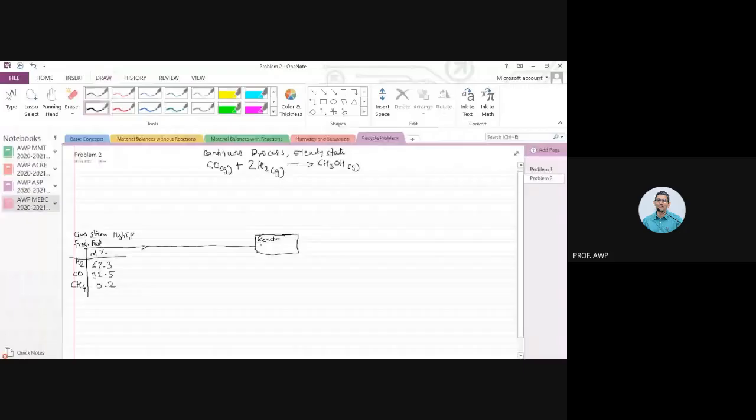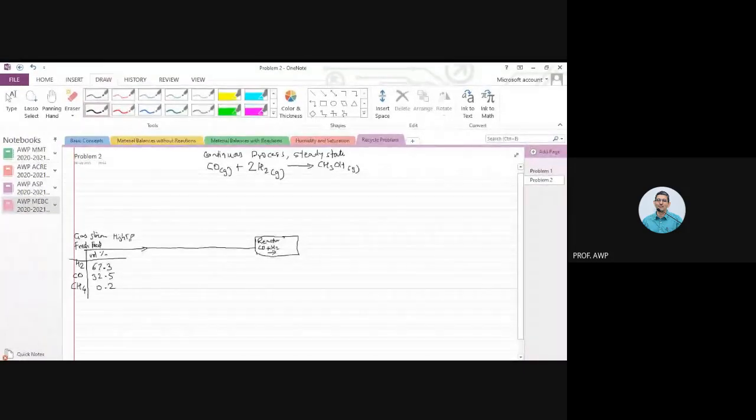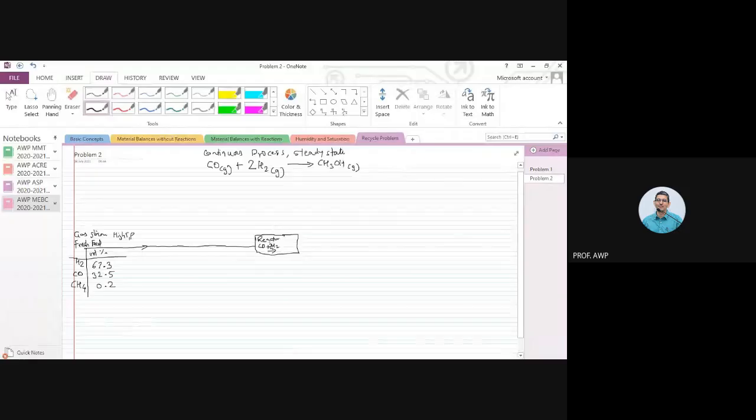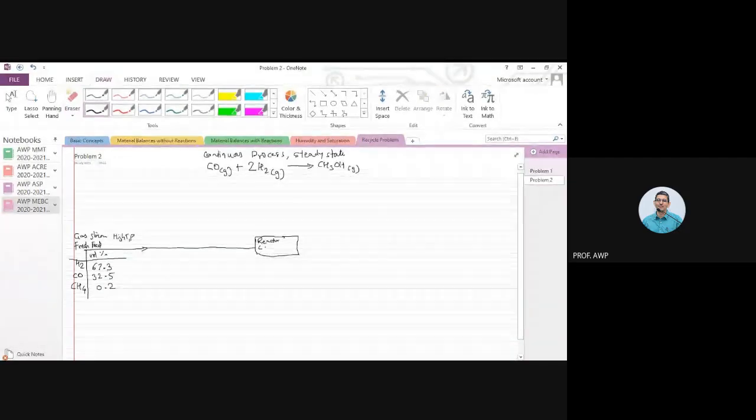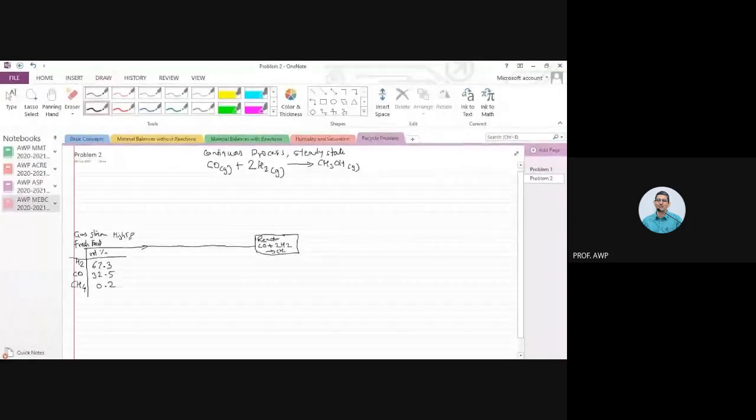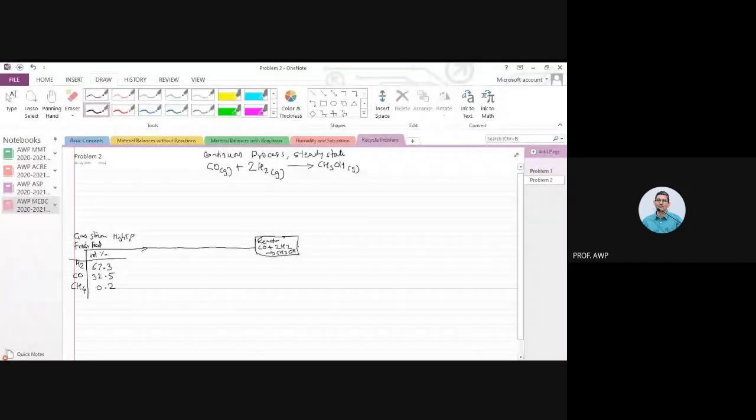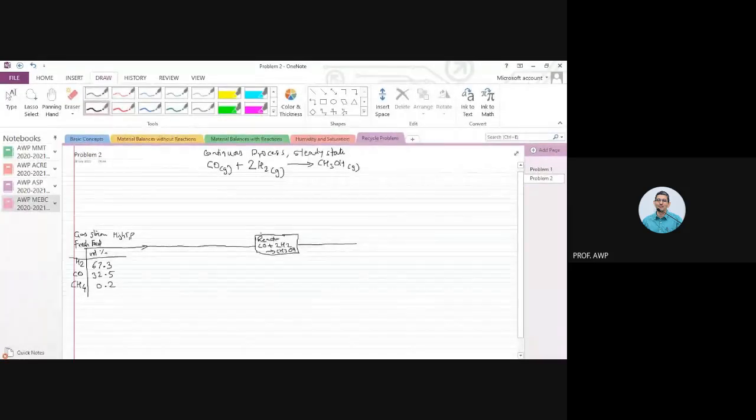In the reactor, carbon monoxide plus hydrogen react. 2 moles of hydrogen react with 1 mole of carbon monoxide, giving you methanol. There are 2-3 other reactions that happen, but just for simplicity, for the purpose of this classwork, we are saying that only one reaction happens. It's a high temperature, high pressure reaction. So everything is in the gas phase.